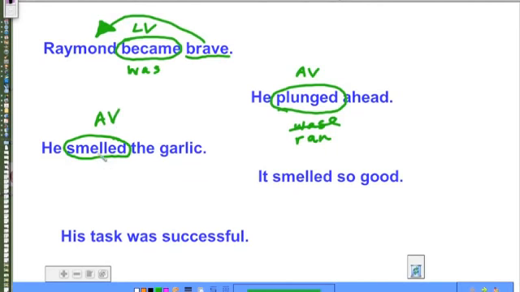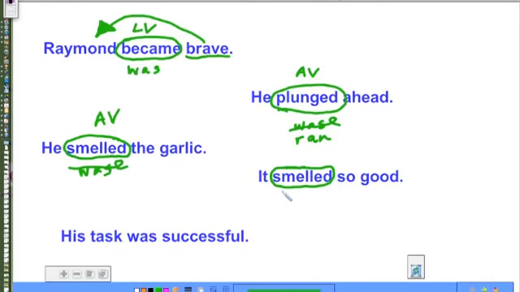Now, if you still don't believe me, how about this? He was the garlic. That doesn't make sense at all, right? He cannot physically be the garlic. That's how we know it's an action verb. Okay? Now, what about this one? Got the same word, which can be tricky. It smelled so good.